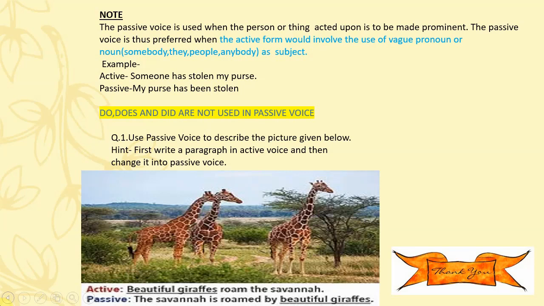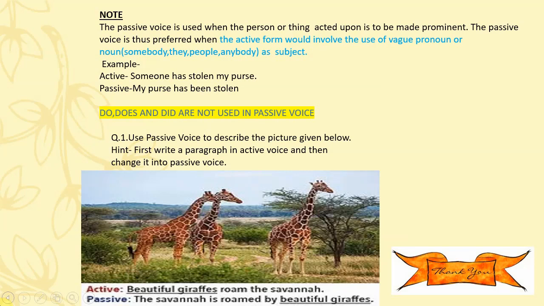Someone has stolen my purse. Just now I've given you an example in the previous slide. So this is very vague. We are not going to mention it, and that's the reason we use passive formation in these cases. My purse has been stolen. So my focus is not on the person who has stolen the purse, but on my purse that has been stolen. So do, does, and did are not used in case of passive voice.